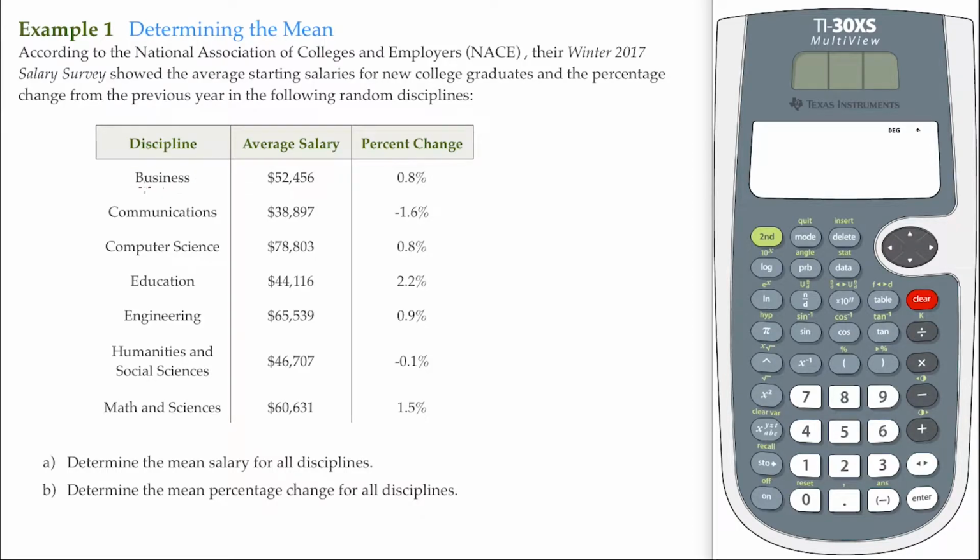So for business, for example, the average salary was $52,456, and that was a 0.8% increase from the previous year's recorded salary. So this problem says determine the mean salary for all the disciplines. The mean is similar to an average, and we know how to do an average. We're familiar with that. We add up all the values and then divide by how many there are.